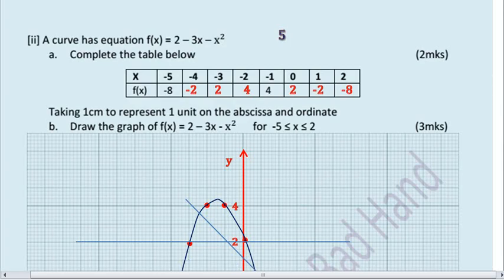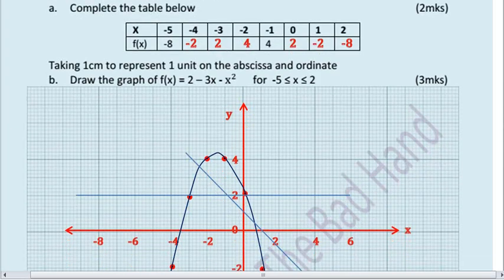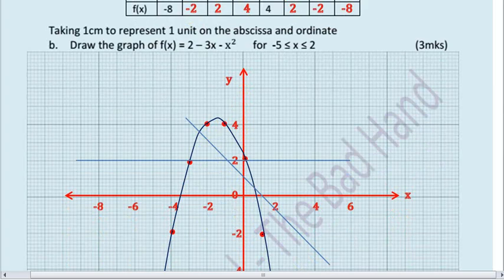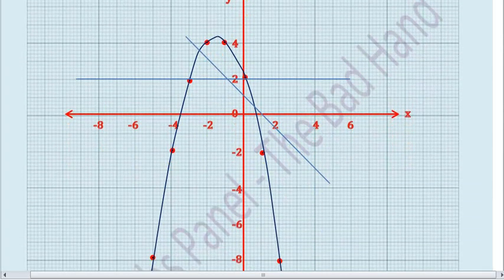Now the next part says that taking 1 centimeter to represent 1 unit, you must respect the conditions or the instructions. On the abscissa, the abscissa is the x-axis and the ordinate is the y-axis. So each axis is 1 centimeter. Draw this graph. We already have the table of values, and from here we can plot these points. So the first one is when x is equal to minus 5, you have minus 8, and we have these points down here, minus 5 and minus 8.